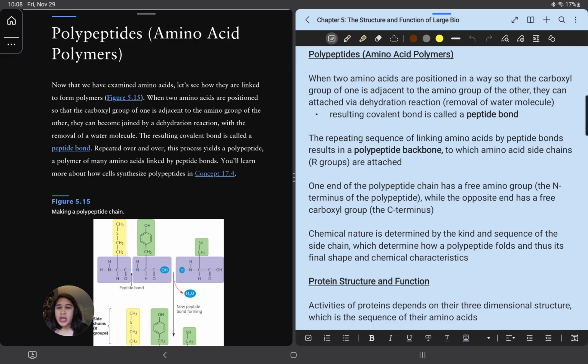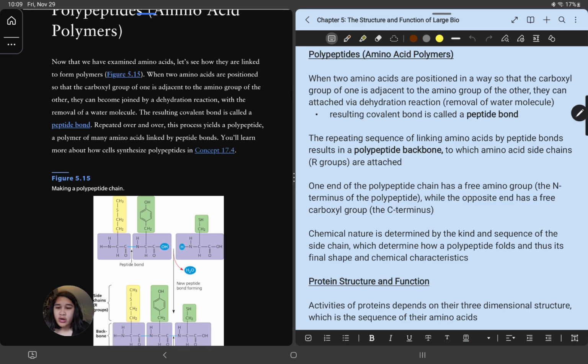Polypeptides, amino acid polymers. Now that we have examined amino acids, let's see how they are linked to form polymers. When two amino acids are positioned so that the carboxyl group of one is adjacent to the amino group of the other, they can become joined by a dehydration reaction with the removal of a water molecule. The resulting covalent bond is called a peptide bond. Repeated over and over, this process yields a polypeptide, a polymer of many amino acids linked by peptide bonds. You'll learn more about how cells synthesize polypeptides in 17.4.